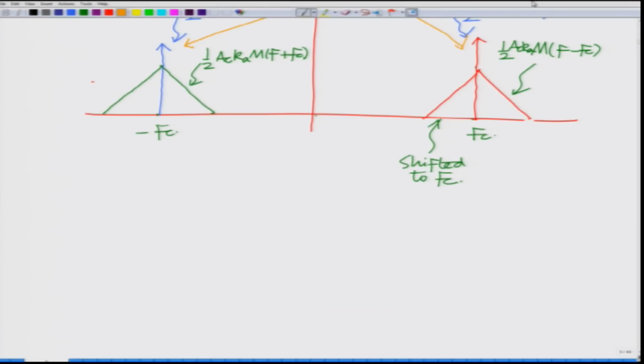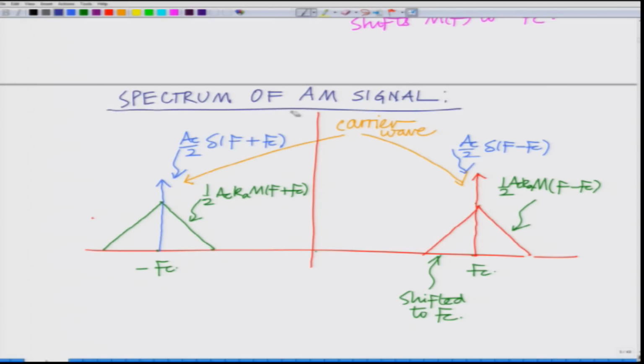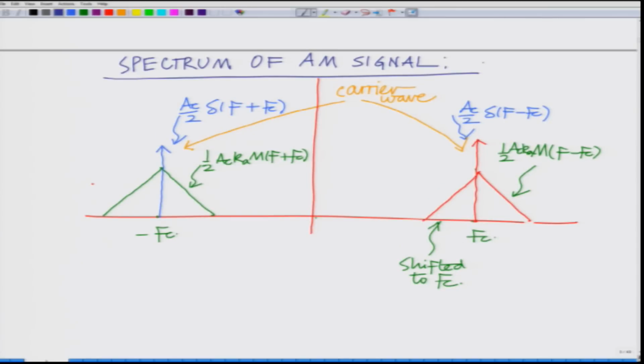So, this is the spectrum of the AM signal, or the amplitude modulated signal, which is given as 1 plus k_a m(t) times A_c cosine 2 pi f_c t. This is the spectrum.